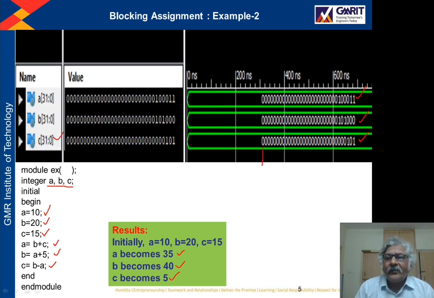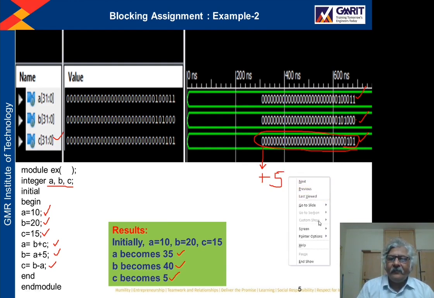See the MSB. MSB is 0. So what is the meaning of this 0? That number is positive. And what is the number? You write the decimal equivalent of this binary value. So it is 5. So we are getting this 5 result. Okay.